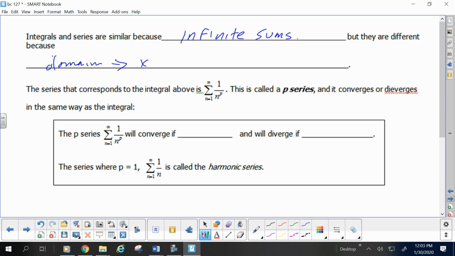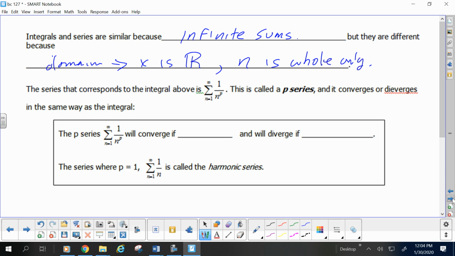X is all reals, but n is whole numbers only. Because of that, they're not exactly the same, but there are a lot of similarities. Most importantly, they're similar in their convergence. An integral and a series converge in the exact same fashion.